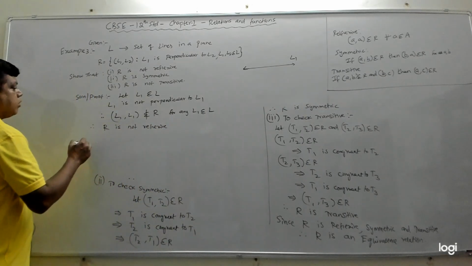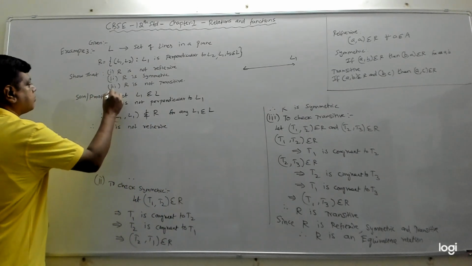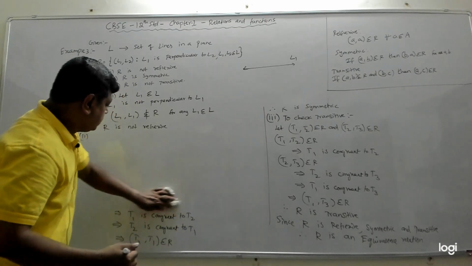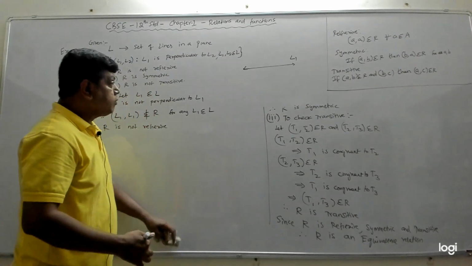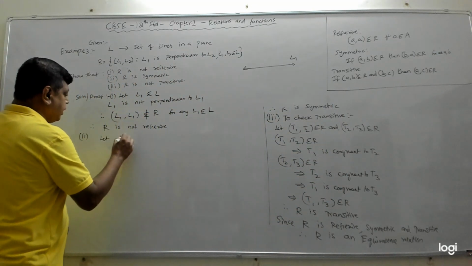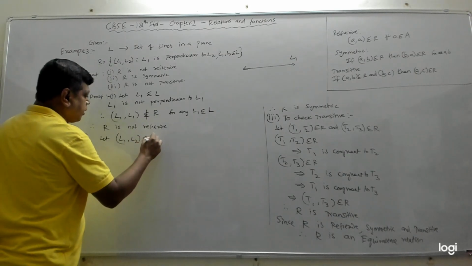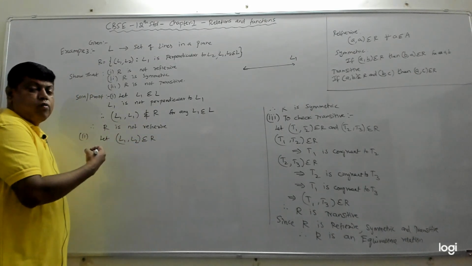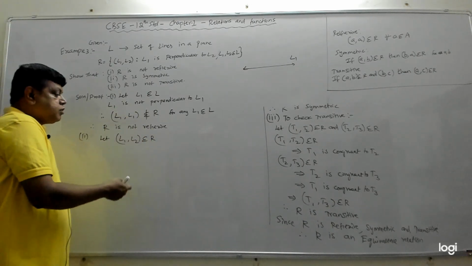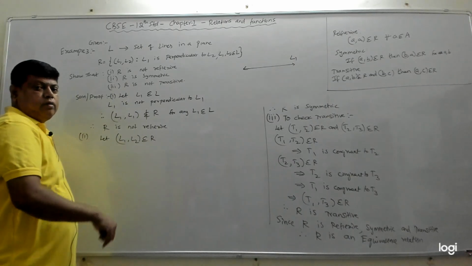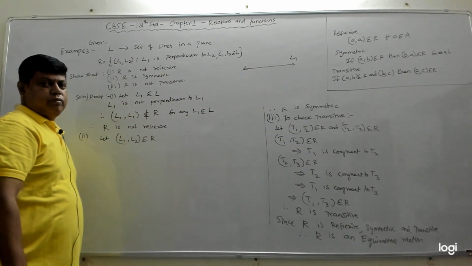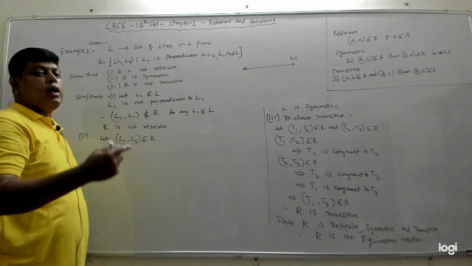Reflexive relation. Now, second part. So this is the first part. The second part is we should show that R is symmetric. We have to prove it here. To prove R is symmetric, what should we take? We should take one element from R. We will say let L1 comma L2 belong to R. We are taking one element from R, and what should we prove? For symmetric, we should prove the reverse is in R, which means we should prove L2 comma L1 belongs to R. To prove this, we should prove that L2 is perpendicular to L1.